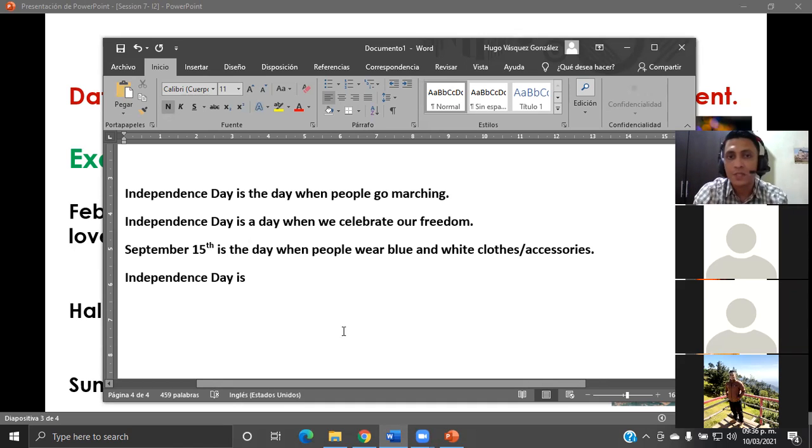Exactly. Specific. If you say Independence Day, we don't know when. September 13th, September 25th. But September 15th is the day. It's specific. Specific or general? It depends. Very good.